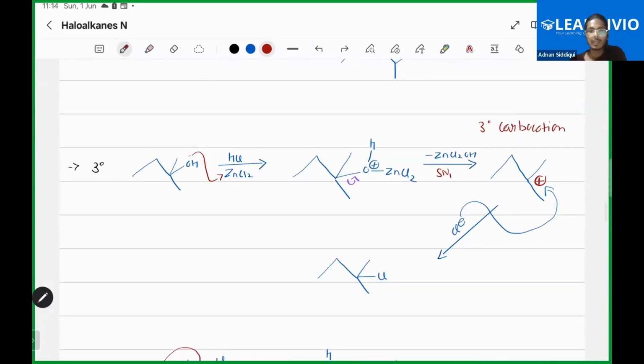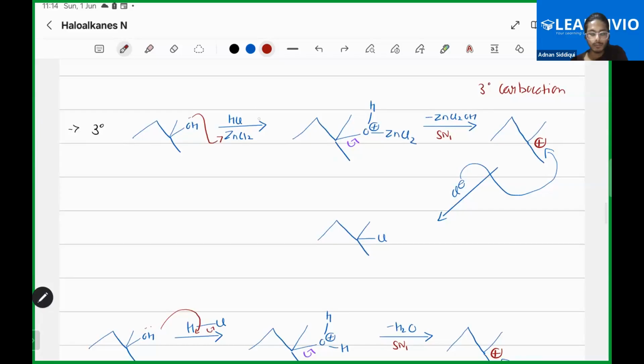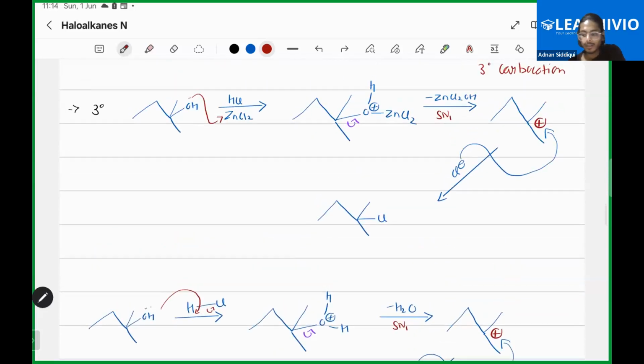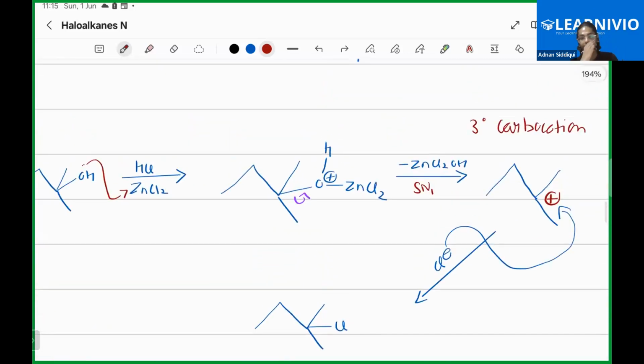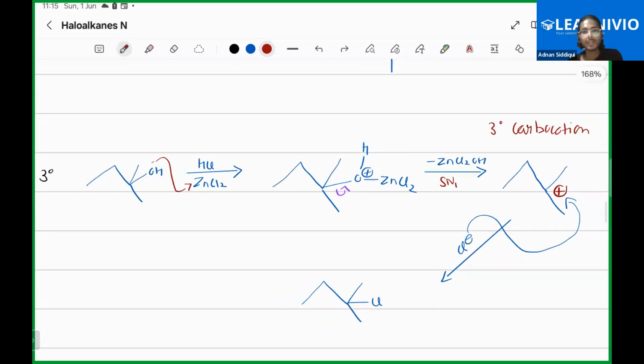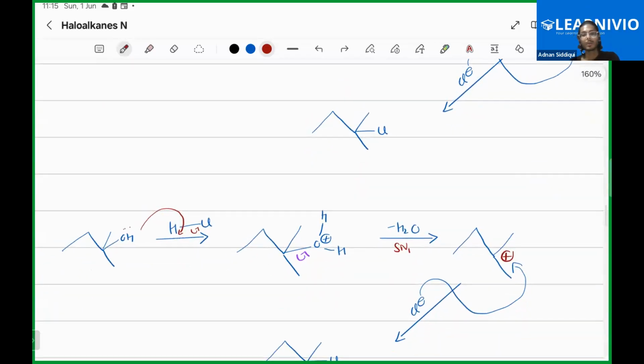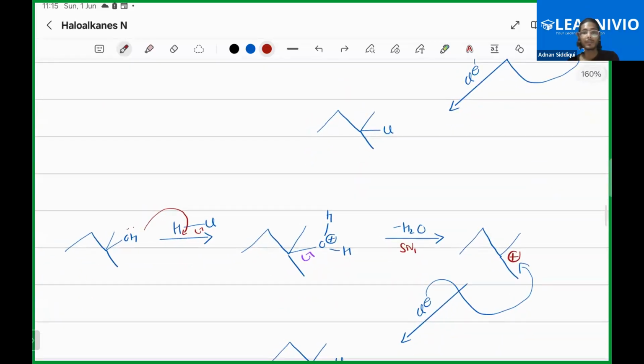Similarly, in 3 degree, if you are using ZnCl2, it is good. If you are not using it, again, it is good. Why? Because in 3 degree, the carbocation is a 3 degree carbocation, and 3 degree carbocations are most stable. So that's why even without ZnCl2, you can proceed with this reaction.